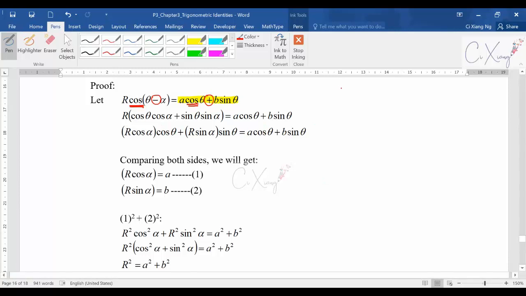For me, I will use a simple example to show you the proving also. Let's say my example is 3 cos theta, and I'm using minus here, so minus 4 sine theta. When I want to change it into the compound angle formula, what I'm doing here is I will let it become r cos(theta plus alpha).